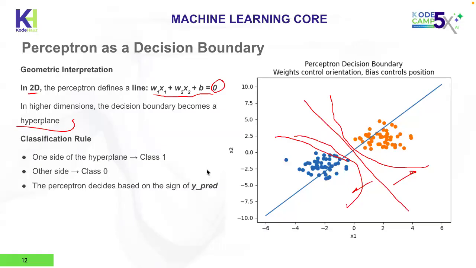Okay. So, classification rule in a perceptron. Remember, we're talking about perceptrons and the perceptron as a decision boundary. The classification rule in a perceptron is that on this side of the hyperplane, you classify it as class 1. That is, the red ones are class 1, right? While on this side of the hyperplane, these blue ones, we classify as class 0. So that's simply how perceptrons work.